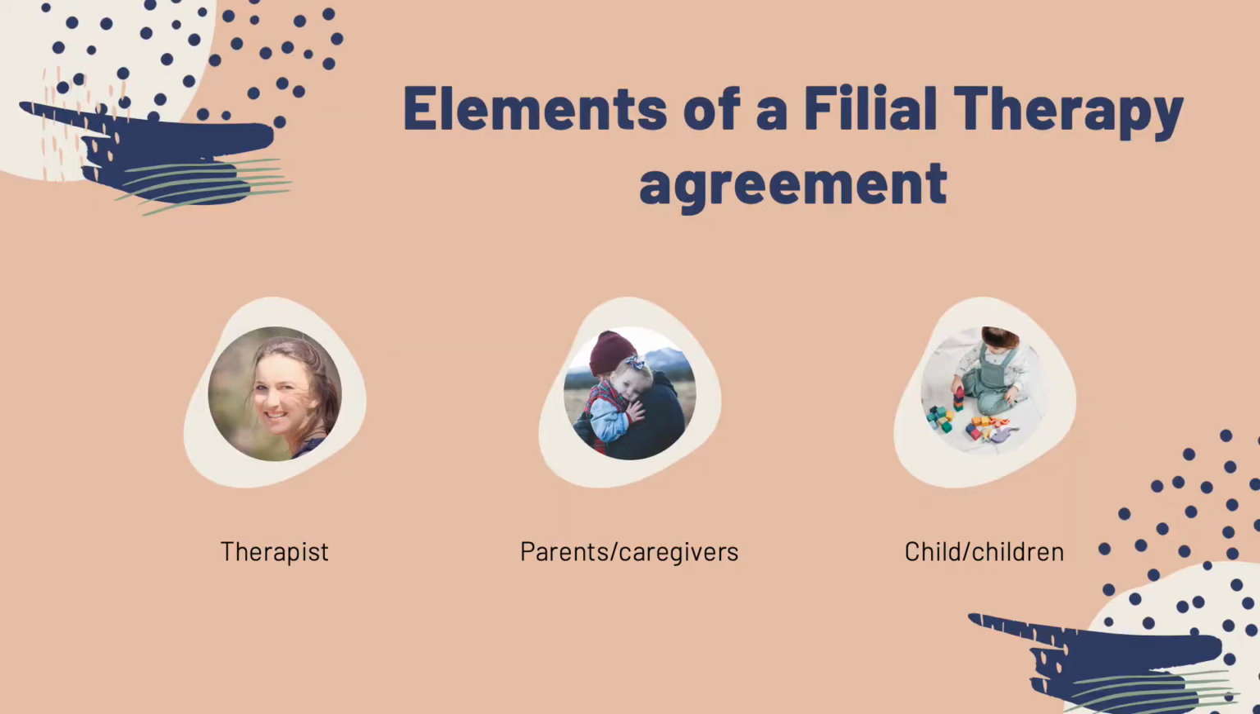There are 3 elements of a filial therapy agreement, the first being the child-centered play therapist, the second the parents or the child's caregivers, and thirdly the child, or the children in a case where there's more than one child in the family.